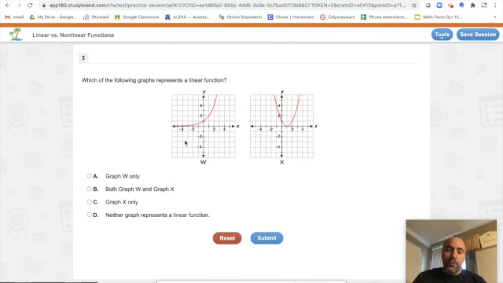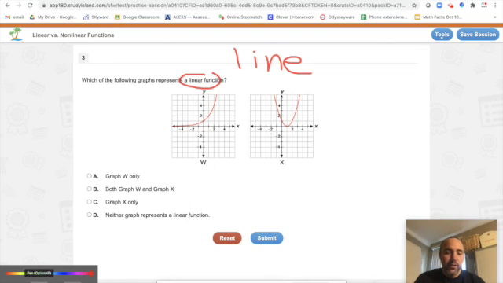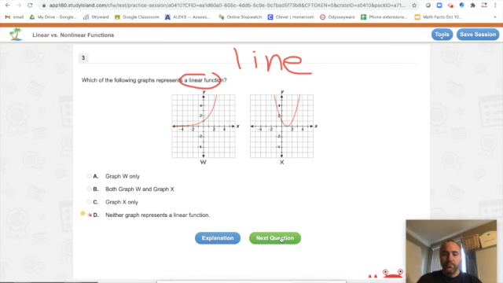Graphs, I think, are pretty straightforward. Linear, we talked about the word linear. It means a line. Lines are straight and they go on forever and ever and ever. Neither of these are lines. So neither of them are linear. So when I ask which of the following graphs represents a linear function, this is a neither. Neither graph represents a linear function.